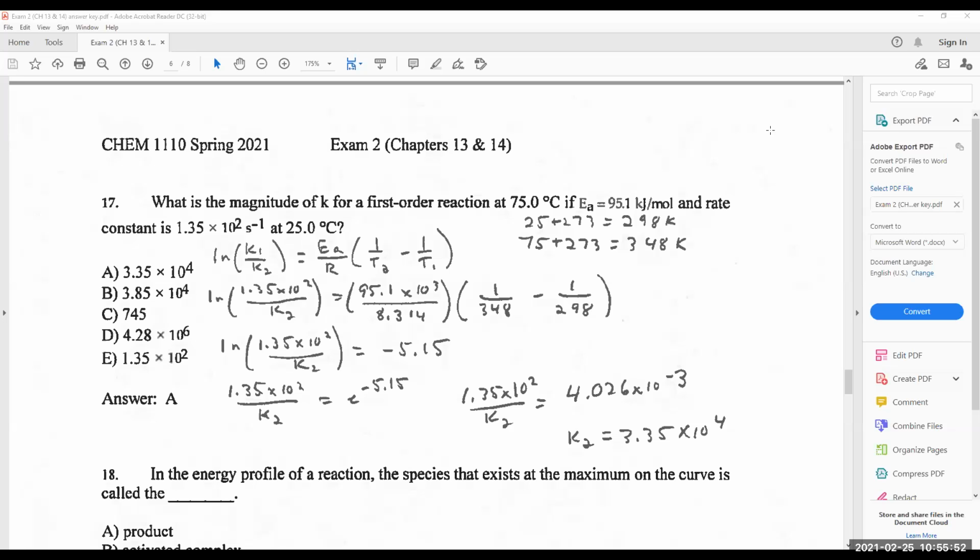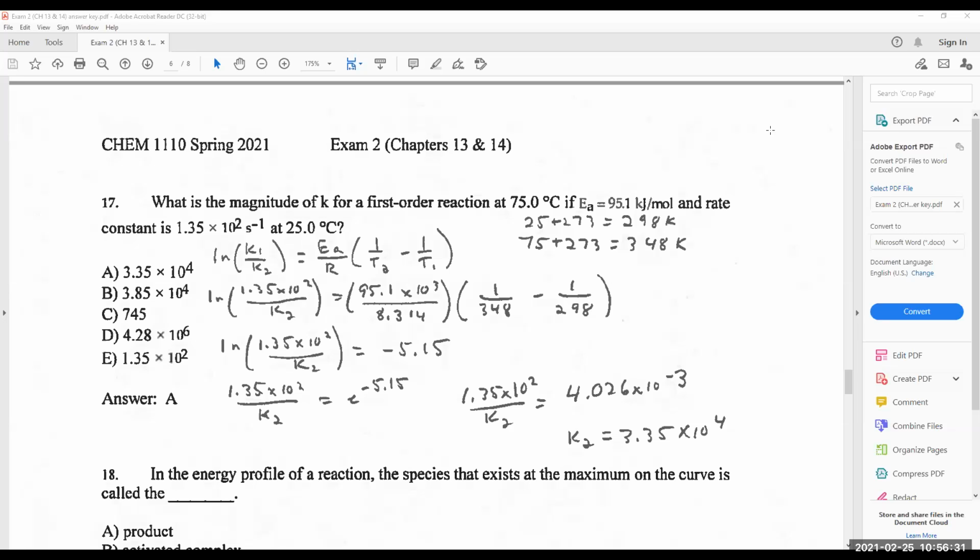Now we can plug in the T2 and T1 values. So we have 1 over 348 minus 1 over 298. Our gas constant is 8.314. One other thing we have to be aware of is the activation energy is expressed in kilojoules per mole. Because the gas constant's units are in joules, that has to be converted into joules. So instead of 95.1, it's 95.1 times 10 to the third. And then our K1 value we were given is 1.35 times 10 to the second, so 135.